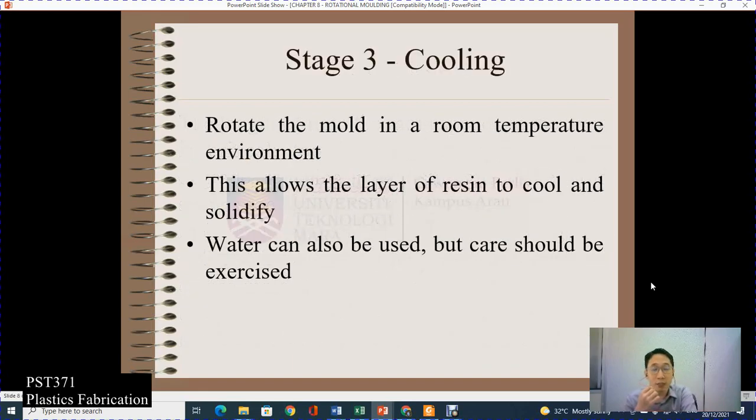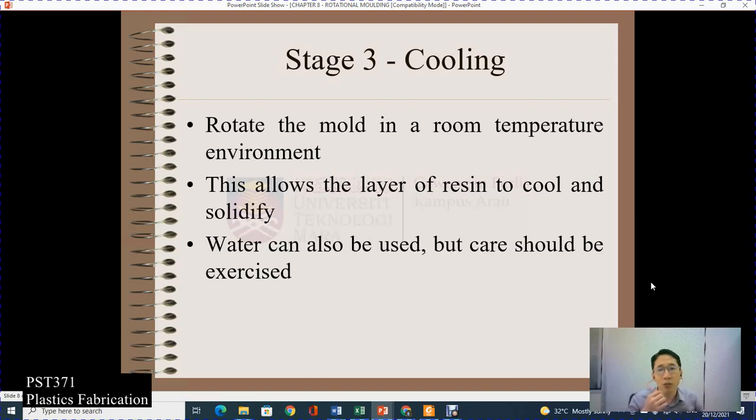Okay, stage 3 is cooling, which I mentioned earlier. Rotate the mold in a room temperature environment. Immediately after you remove it from the heating element or oven, you still keep on rotating the mold at room temperature or the environment temperature. This allows the layer of resin to cool and solidify. Okay, this is the process of solidification and cooling.